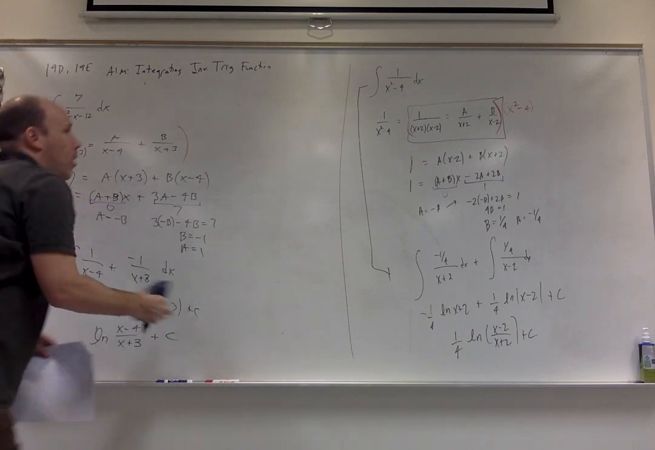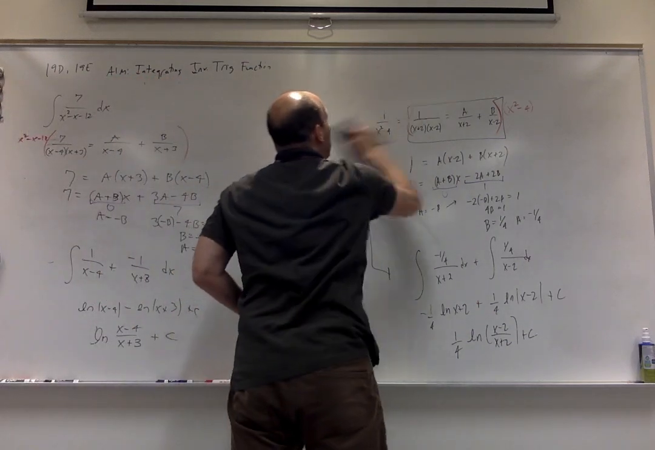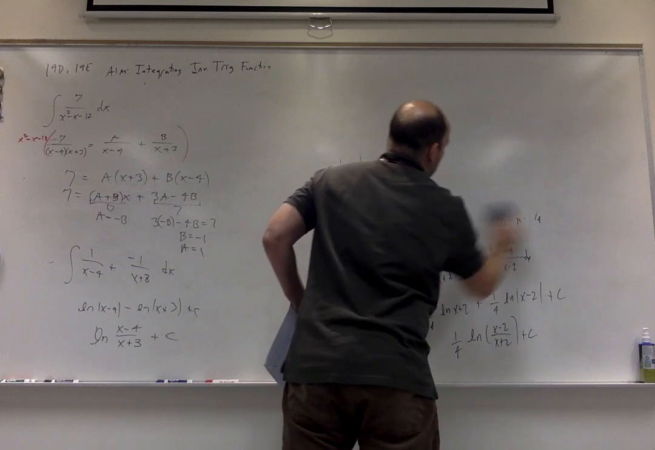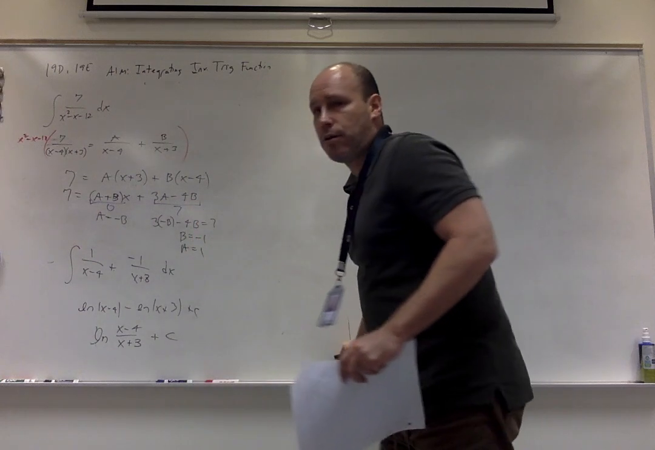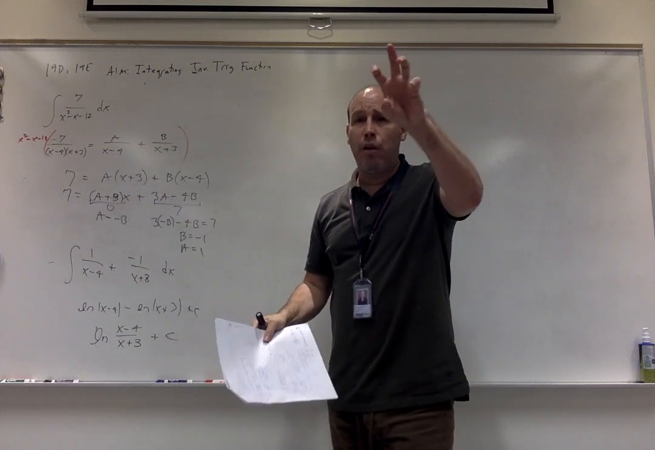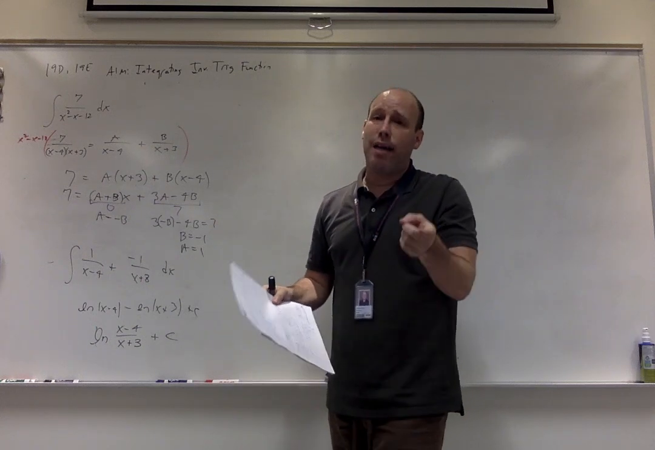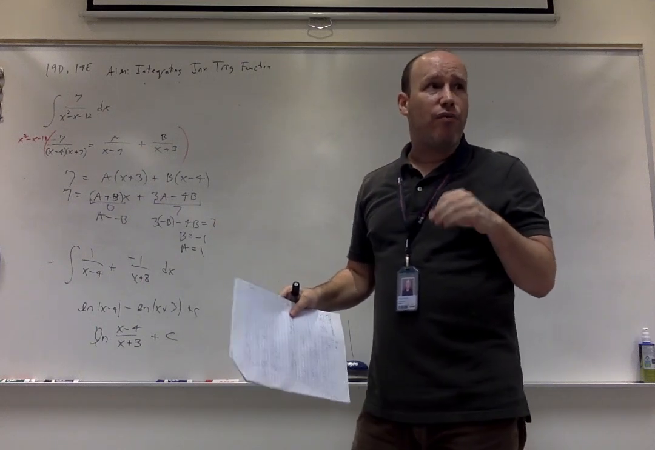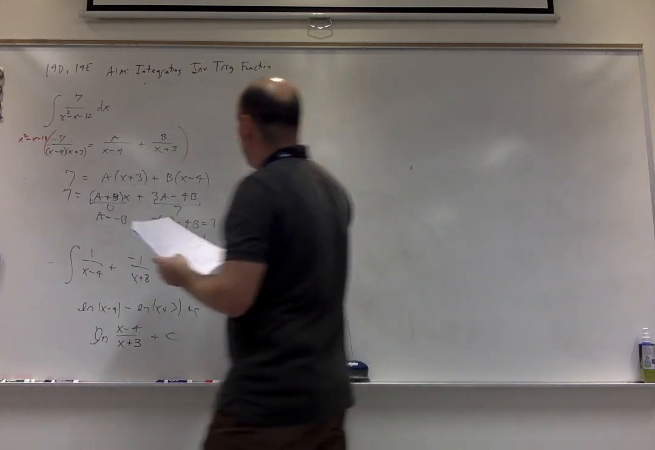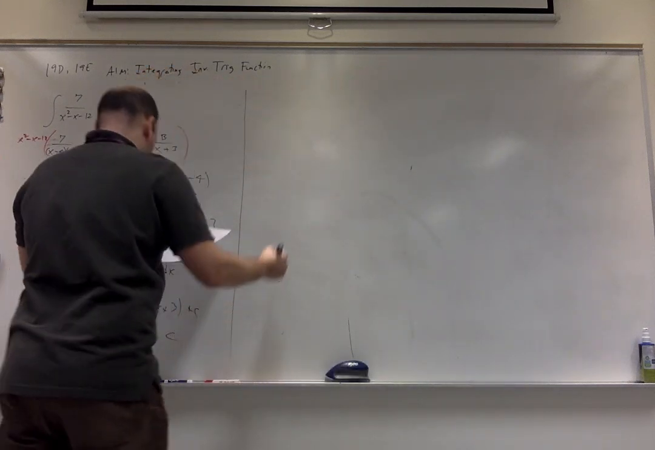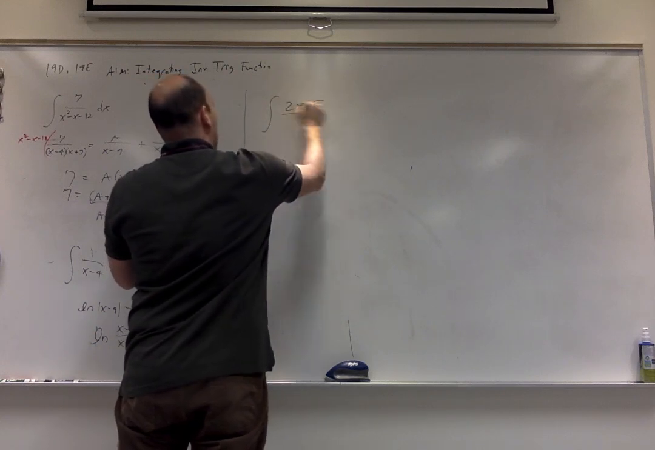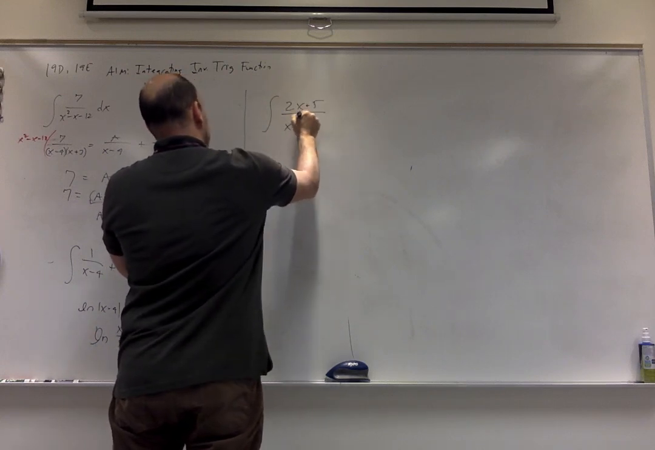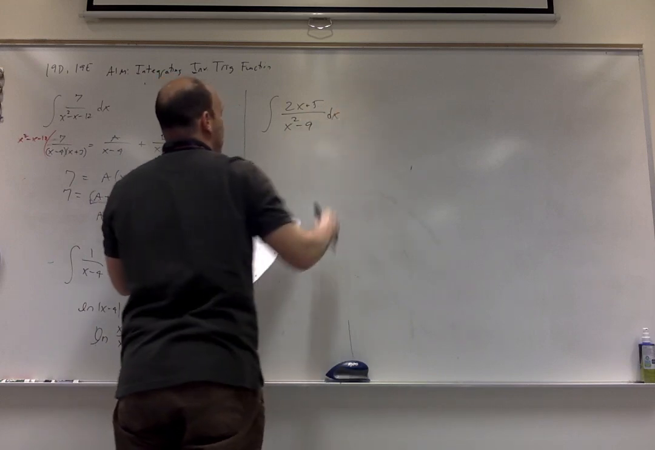Let's try one more. Now, in this class, we're only going to have a monomial over a quadratic. And as I said, the quadratic is never going to have repeating roots. So we can look at this problem: the integral of 2x plus 5 over x squared minus 9 dx.